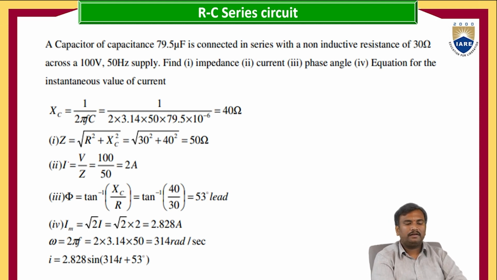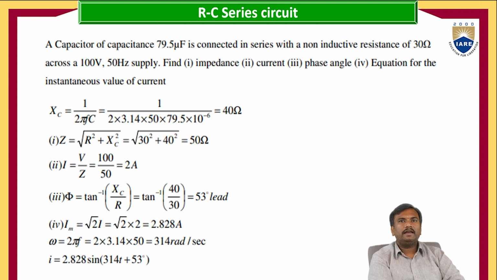And the impedance Z is equal to square root of R square plus XC square, which is equal to square root of 30 square, since the R value is given as 30 ohms, plus XC, which we got as 40 ohms, that is 40 square. That is 900 plus 1600, square root of 2500, which gives a value of 50 ohms.